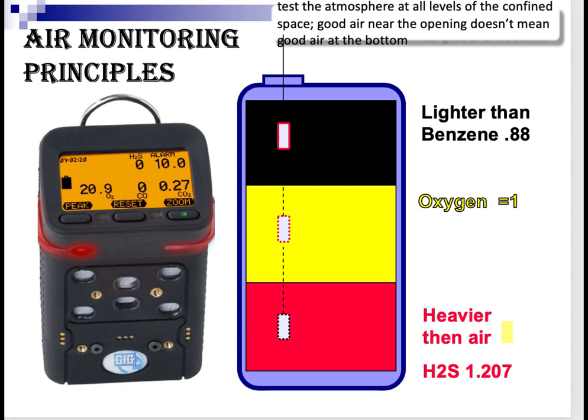And here you are looking at a gas meter, and you can see that it's measuring carbon monoxide, it's measuring carbon dioxide, it's measuring hydrogen sulfide, and it's measuring oxygen. Tools of the trade in industrial hygiene.